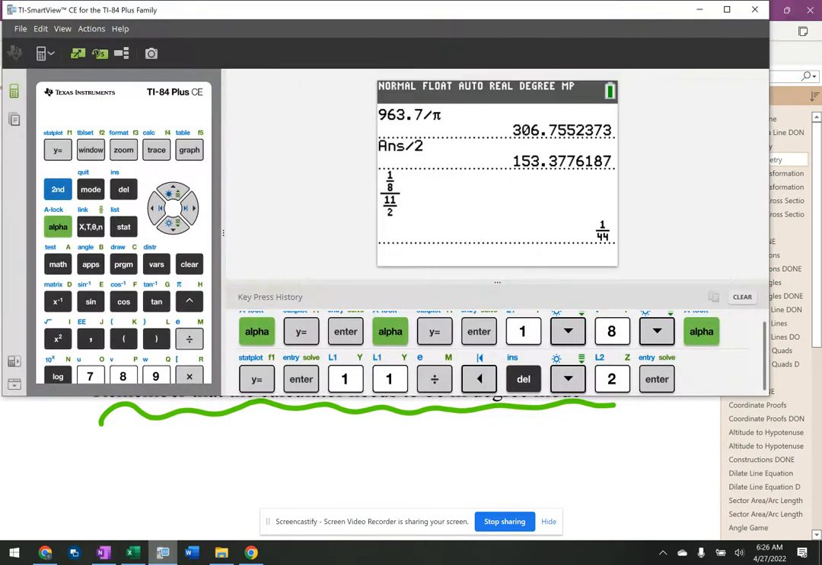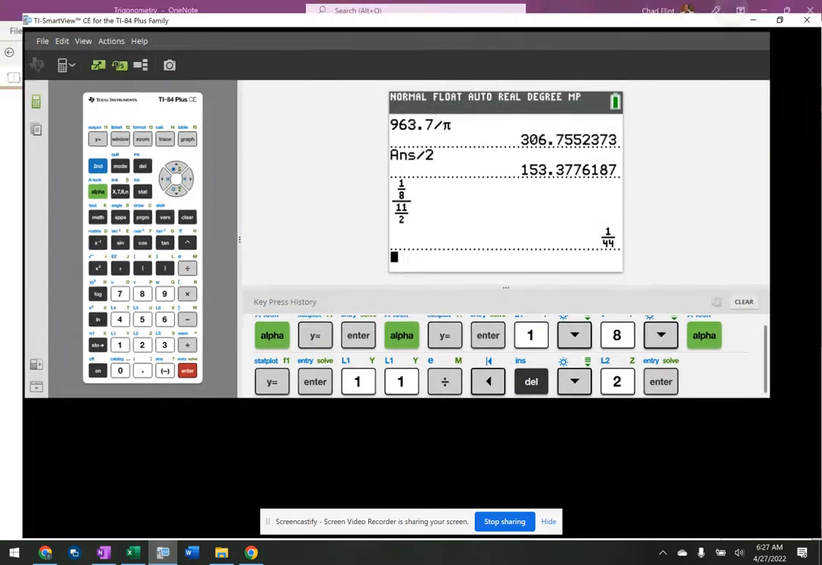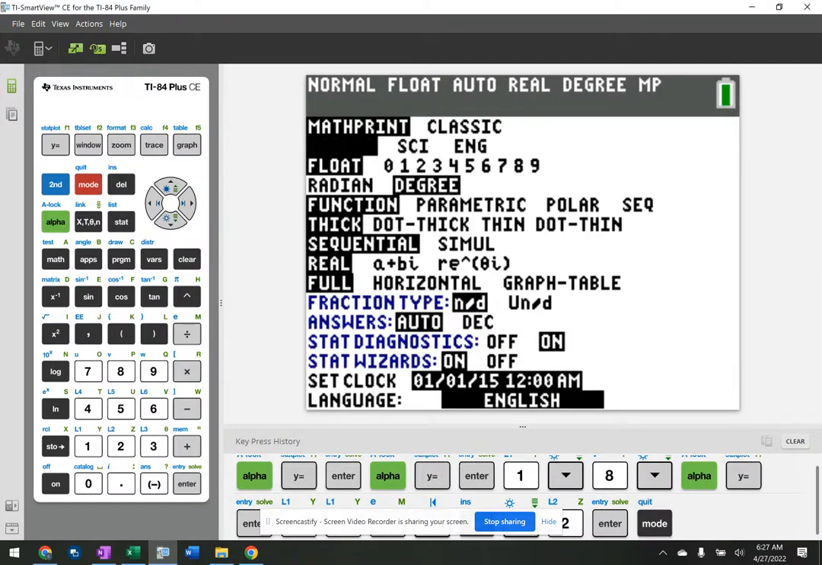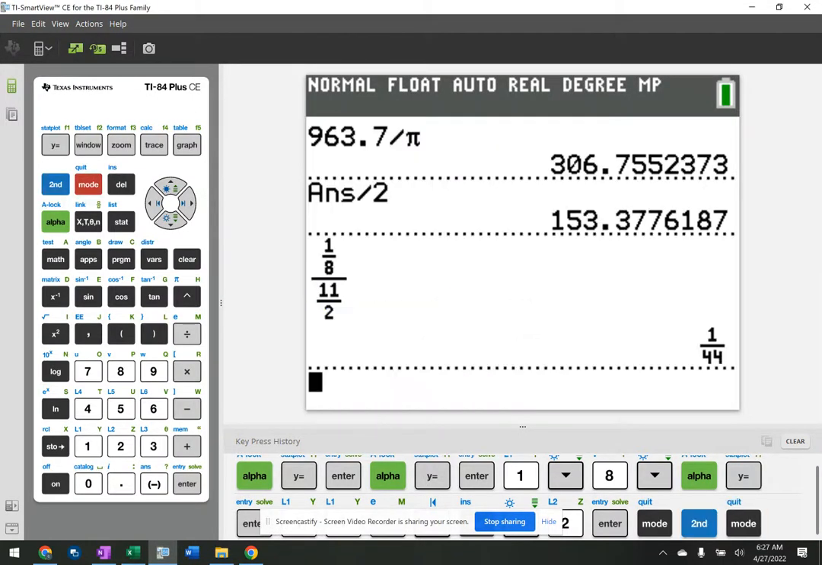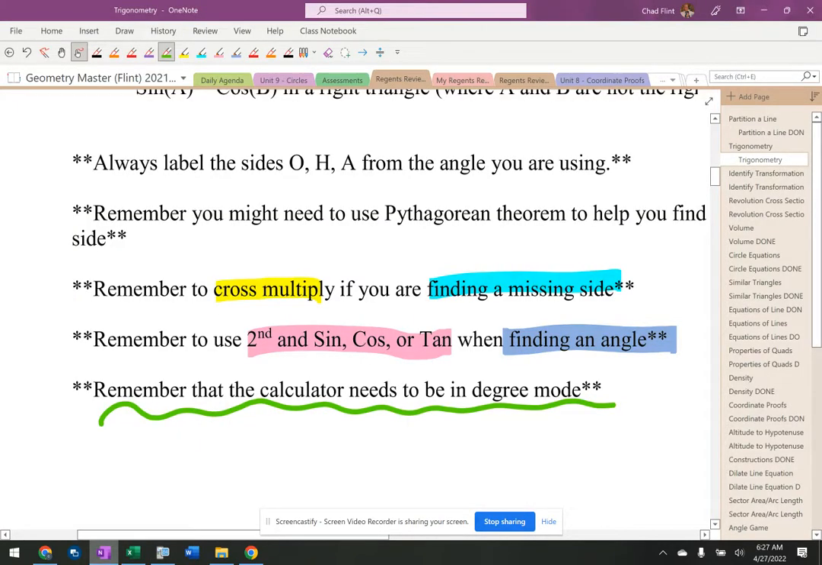All right, you go to your calculator, you hit the mode button. Okay, you look and you can see the fourth thing down there, degree is highlighted. Then second mode to quit back out of there. You make sure it's in degree mode.